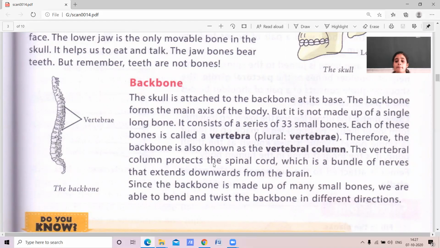This vertebral column protects the spinal cord, which is a bundle of nerves. The spinal cord is a bundle of nerves that extends downward from the brain. Since the backbone is made up of small bones, we are able to bend and twist our backbone in so many directions. If it were made up of only one bone, we wouldn't be able to bend it.